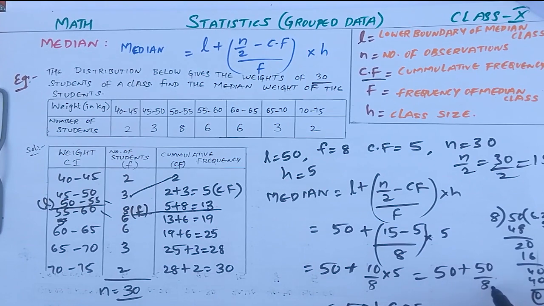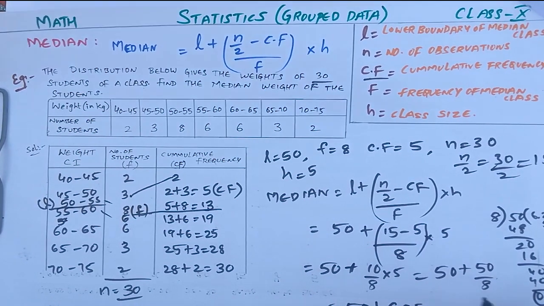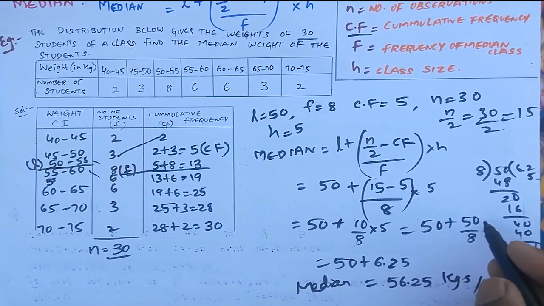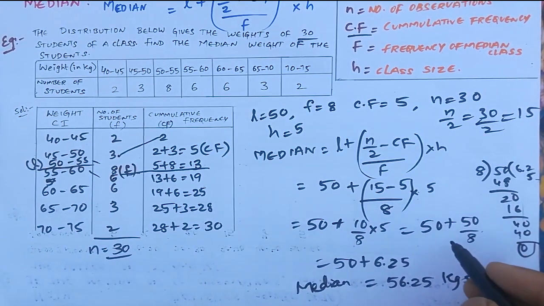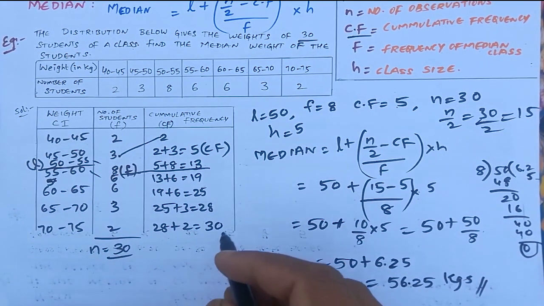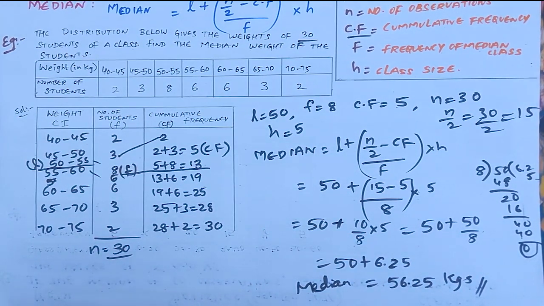So here, 50 plus 50 by 8 is 50 plus 6.25. This 50 by 8 value is 6.25. So 50 plus 6.25 is 56.25. Median equal to 56.25 kgs. I hope you understood. Next I will explain missing frequency values.